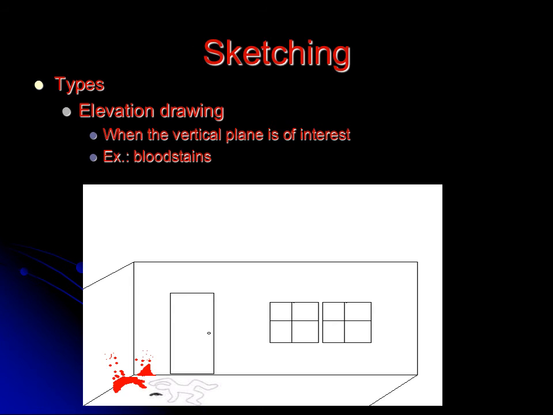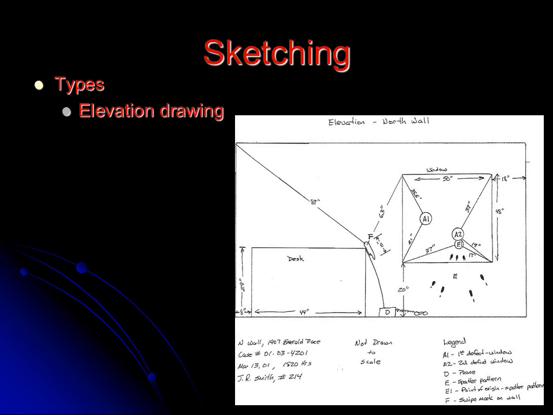An elevation drawing, so now you have different planes instead of just a single plane. You can see not only the floor but also the vertical plane of interest, so the walls can be very helpful for things like bloodstain evidence. Here's another elevation drawing. It shows this is the wall as opposed to just the floor.